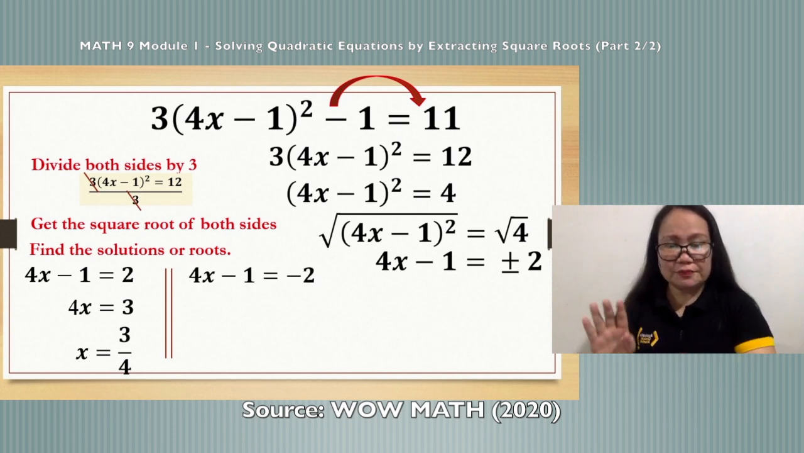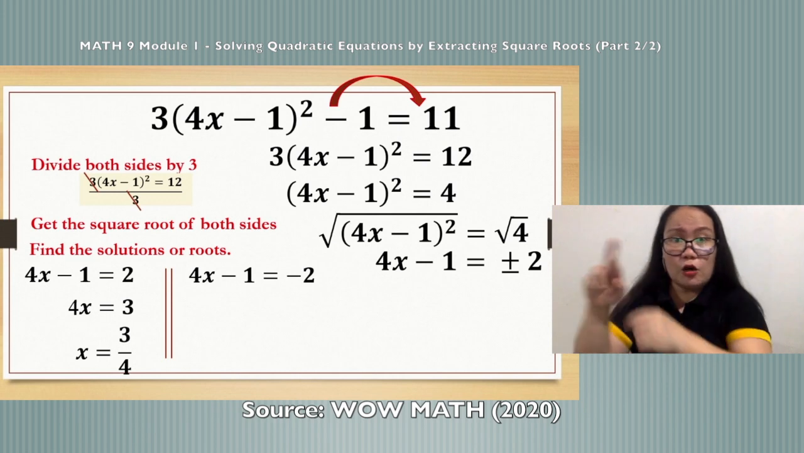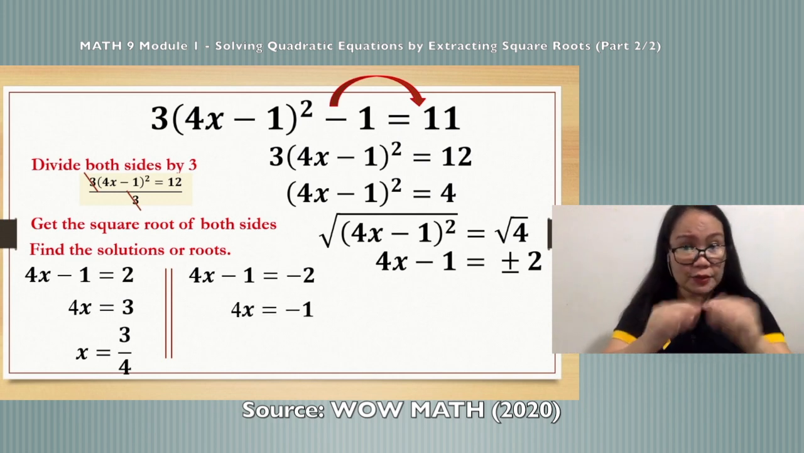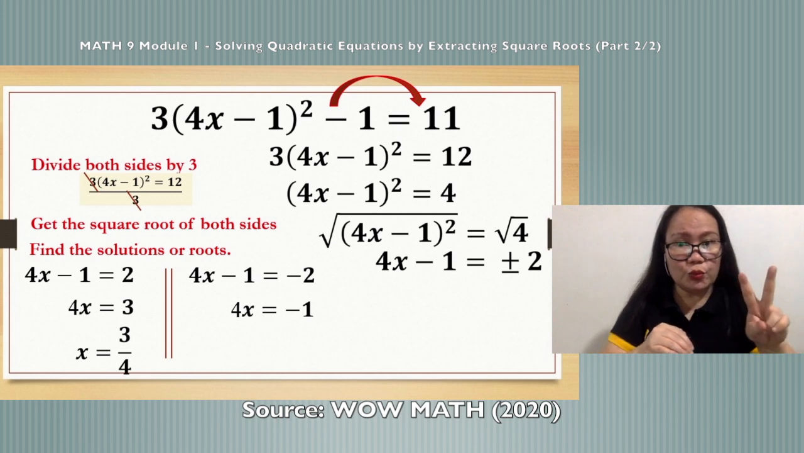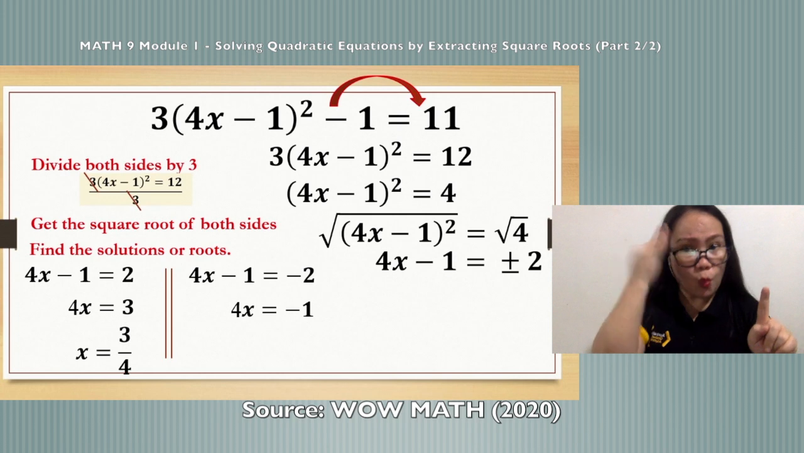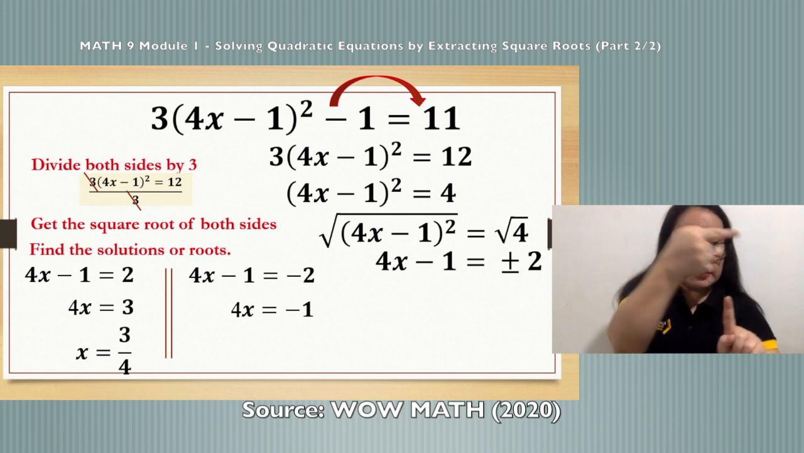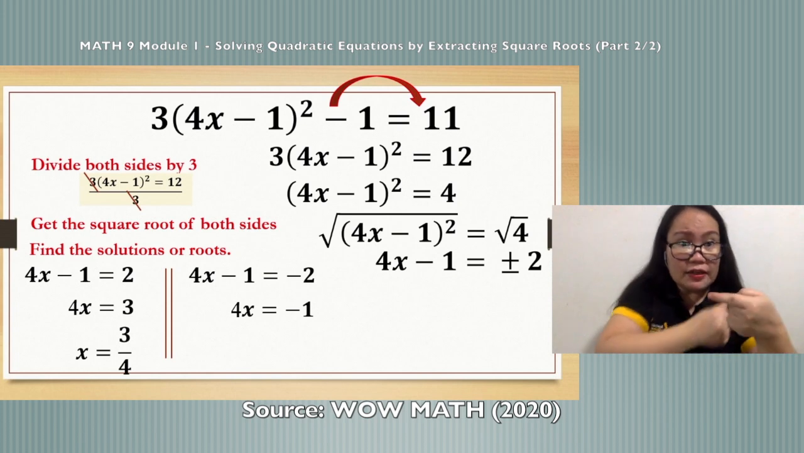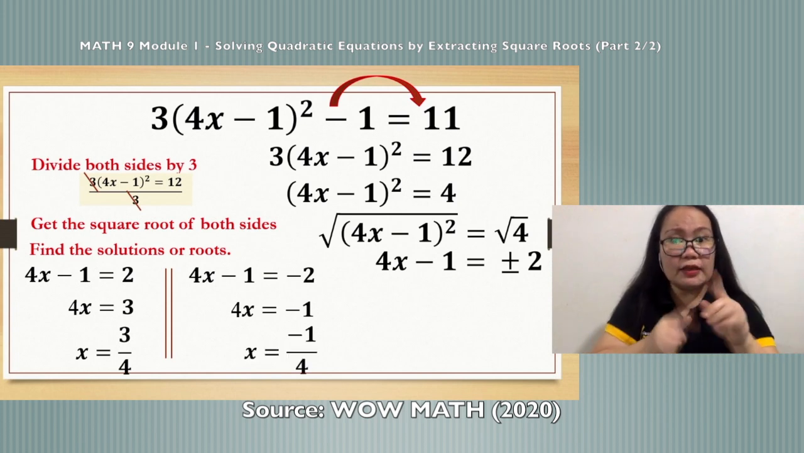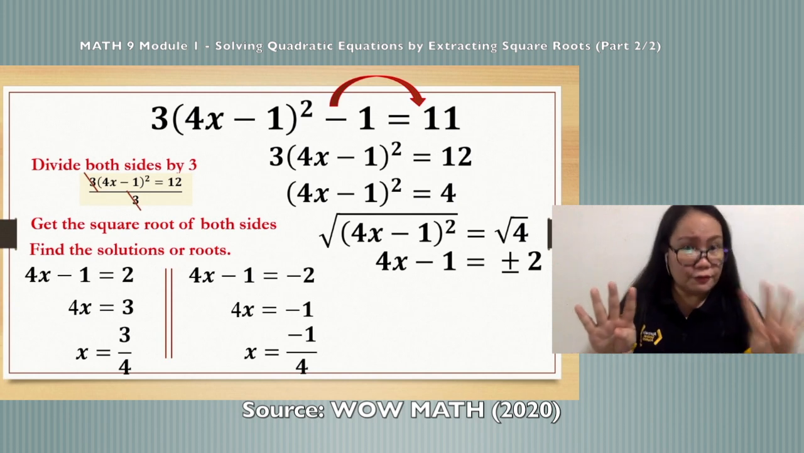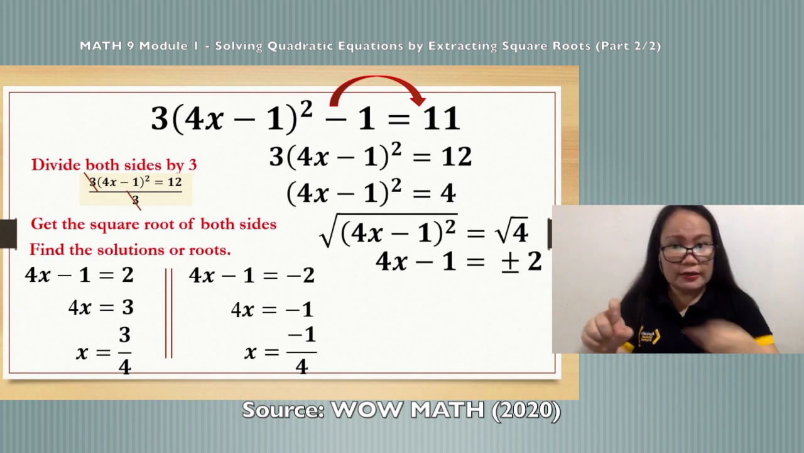And then, for our second equation, we have 4x minus 1 is equal to negative 2. So, ganun ulit, 4x is equal to negative 1. Bakit? Kasi negative 2, ililipat mo si negative 1. So, negative 2 plus 1, kaya naging negative 1. So, divide both sides by 4. So, we will now have x is equal to negative 1/4.